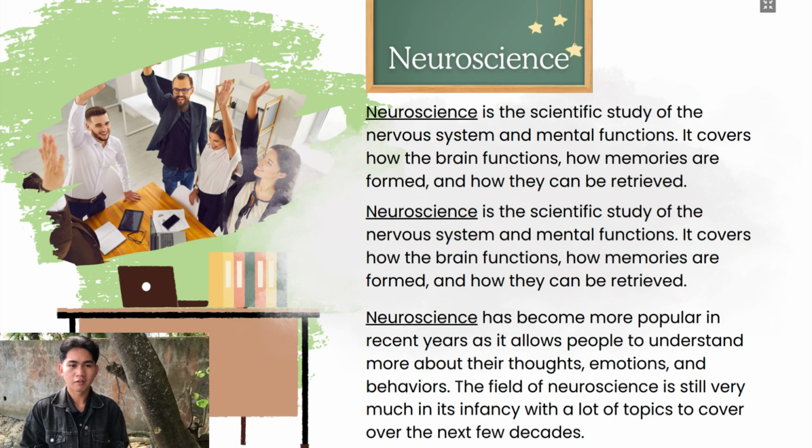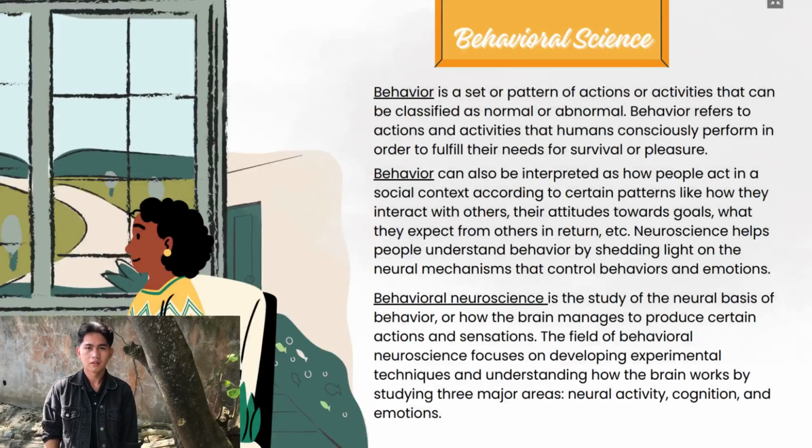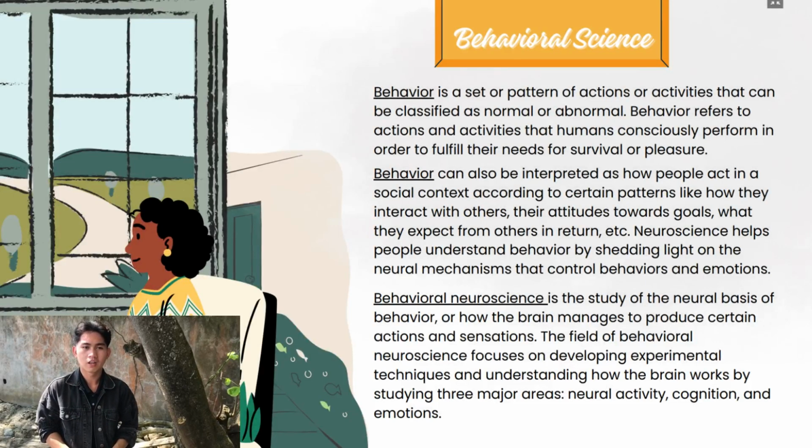So, neuroscience and behavior is the scientific study of the nervous system and mental functions. It covers how the brain functions, how memories are formed, and how they can be retrieved. So, what is behavioral neuroscience? Behavior is a set or pattern of actions or activities that can be classified as normal or abnormal. Behavioral neuroscience is the study of the neural basis of behavior, or how the brain manages to produce certain actions and sensations.